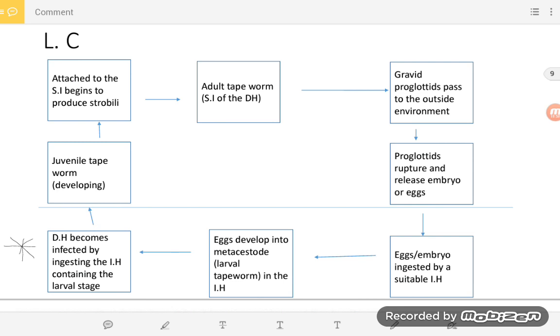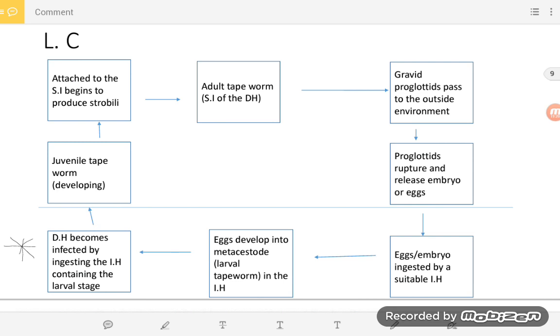So here the definitive host. According to the species, the definitive host may vary. It may be human or dog. So the definitive host is infected by ingesting the intermediate host containing the larva. When the definitive host takes the larva-containing intermediate host part, right? That intermediate host contains larva. These larva enter into the definitive host.